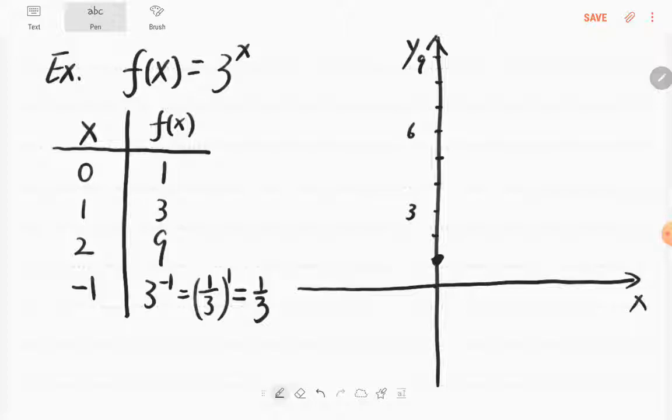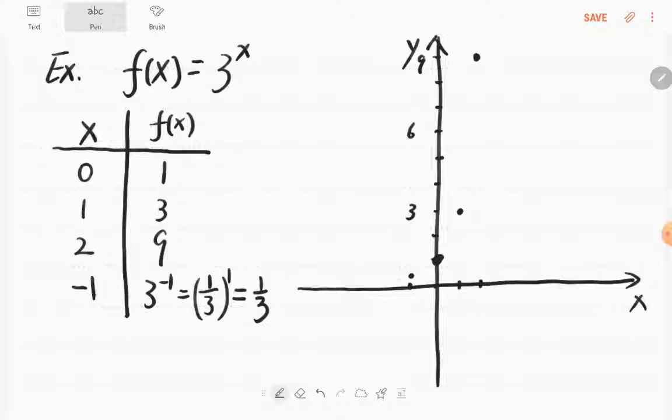And what about the other one? 1, 3. So this is 1, and 3 is here. 2, 9 is here. And the negative 1 is here. Negative 1, 1/3. 1/3 is here. Right? You can imagine it will go down when x is decreasing.